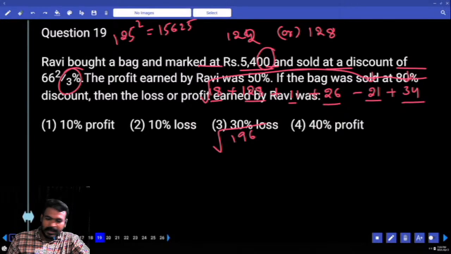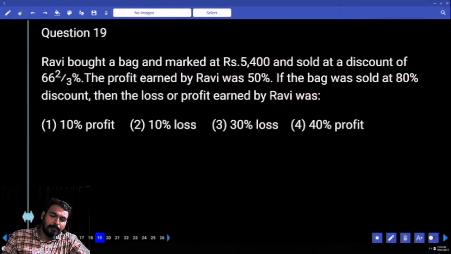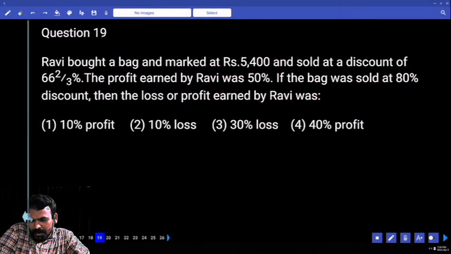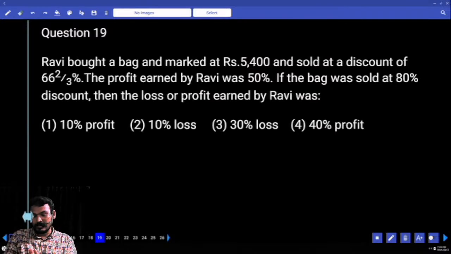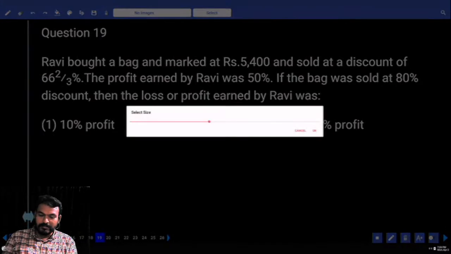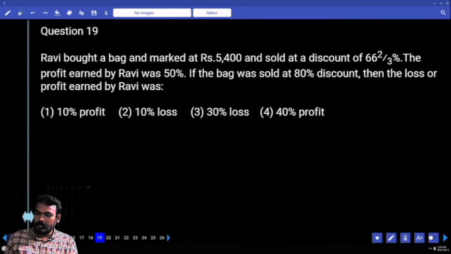Next, question number 19. Ravi bought a bag and marked it at 5,400 and sold it at a discount of 66 2/3%. The profit earned by Ravi was 50%. If the bag was sold at an 80% discount, then what was the loss or profit earned by Ravi? What is the first discount?